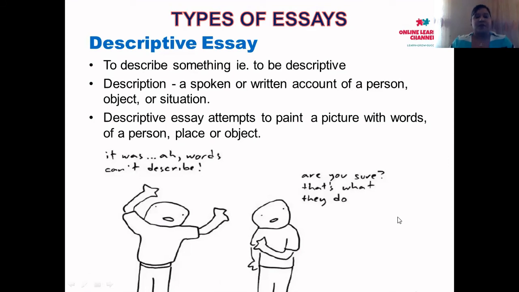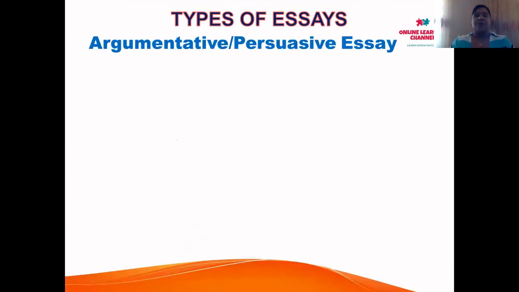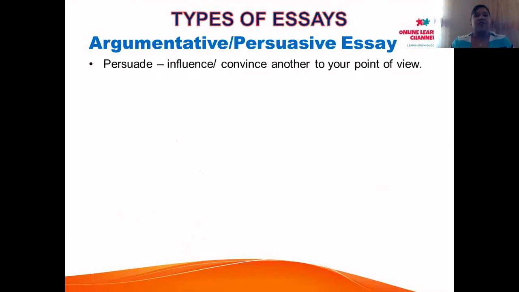For example, look at these two people in this comic strip. It was, words can't describe. Are you sure? That's what they do, says the other one. Because in a descriptive essay, you're going to use descriptive words, adjectives, to describe what you're trying to say. And in my next lesson, I'll be going through descriptive essay and argumentative and persuasive essay in more detail with you. So the next type of essay is argumentative or persuasive essay.